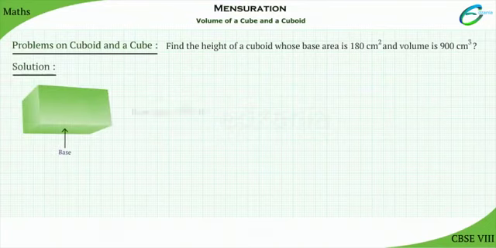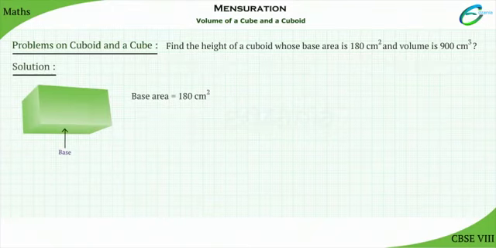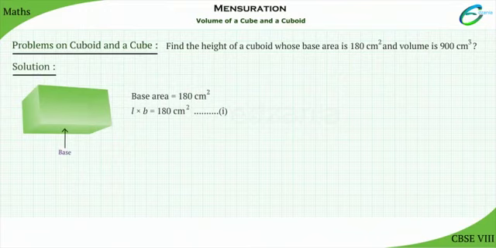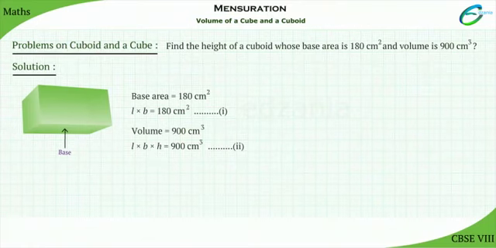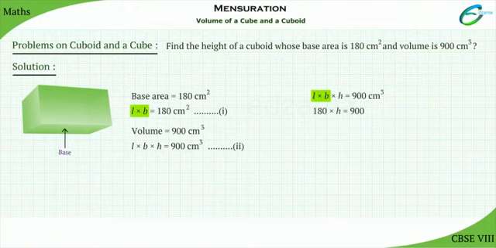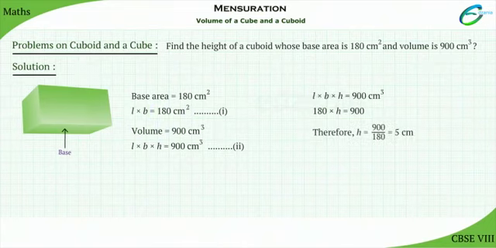Given the base area of the cuboid is 180 centimeters square, that is nothing but the product of length and breadth. Also, the volume of the cuboid is 900 centimeter cube. That is the product of length, breadth, and height of the cuboid. Now replace the product of length and breadth in the second equation. We get 180 times h is equal to 900. Therefore, the height of the cuboid is 5 centimeters.